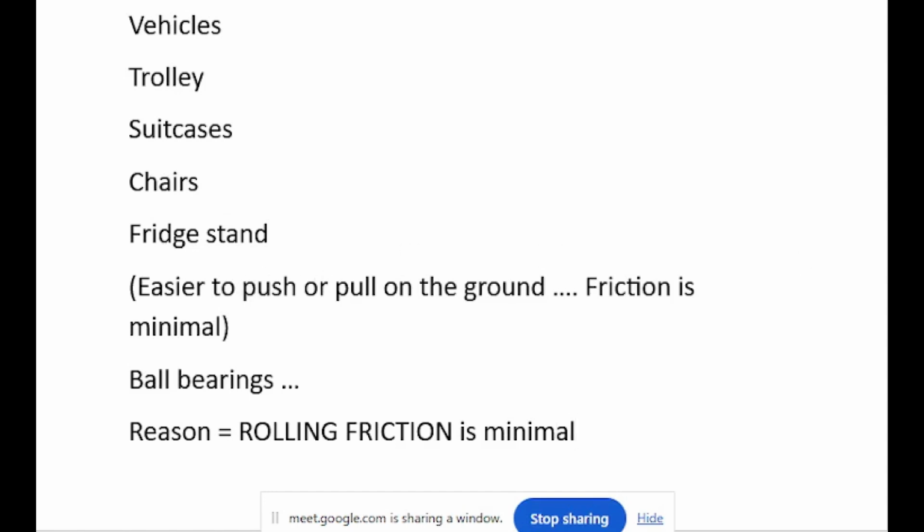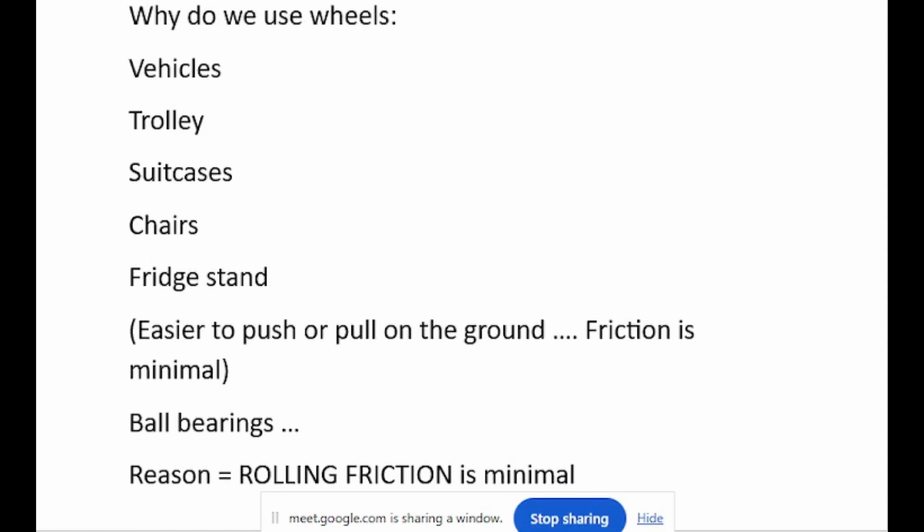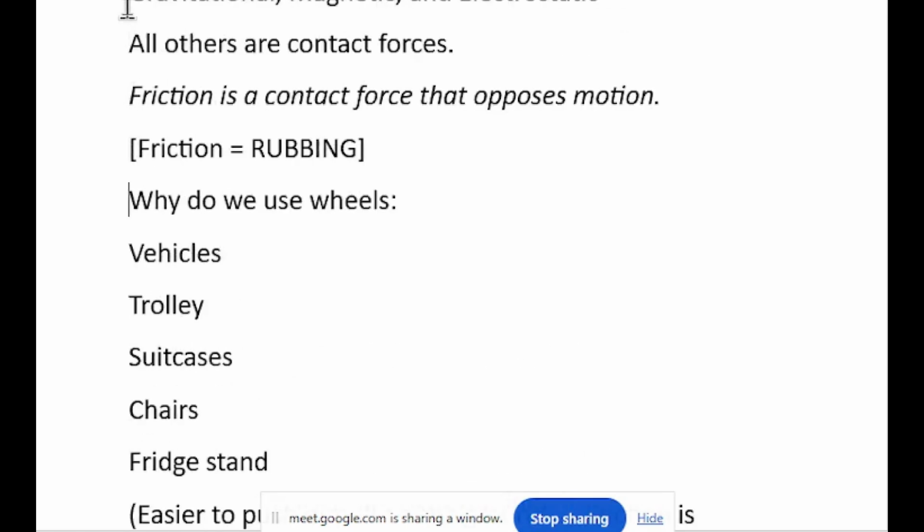To move something, static friction is not going to help. Static friction is when the body doesn't move. If I want to move some body, then static friction is not going to help. But between rolling friction and sliding friction, because rolling friction is less, it is easier to move. If the body is moving, it has to be either rolling or sliding. Out of that, rolling friction is very, very small compared to sliding friction.